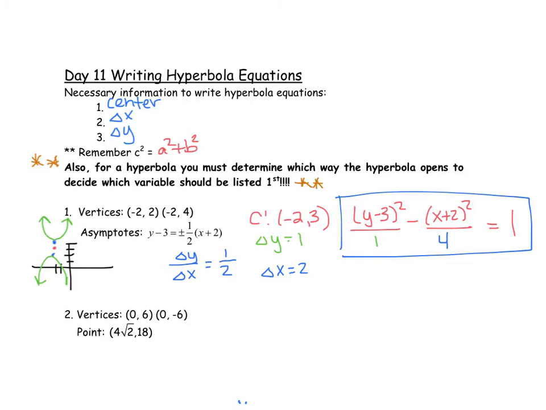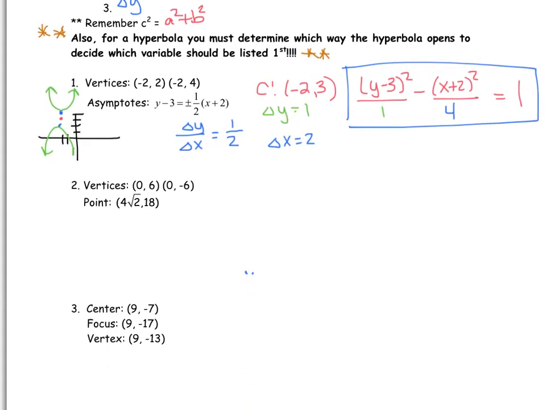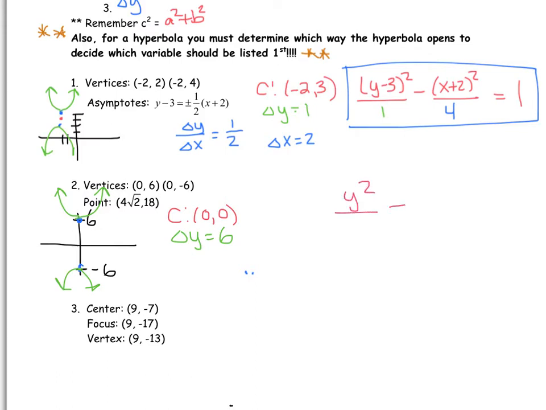Okay, the next type is if I give you vertices and a point on the hyperbola. Again, I'm going to start with a little sketch. So vertices at 0, 6 and 0, negative 6. And just from that, I can now figure out that my center has to be at 0, 0. I can also figure out that this is another hyperbola that opens up and down, so y has to come first. And I know that delta y is 6. So again, if I'm going to start my equation, I've got y squared over something minus x squared over something equals 1. And underneath y, I can plug in the number 36.